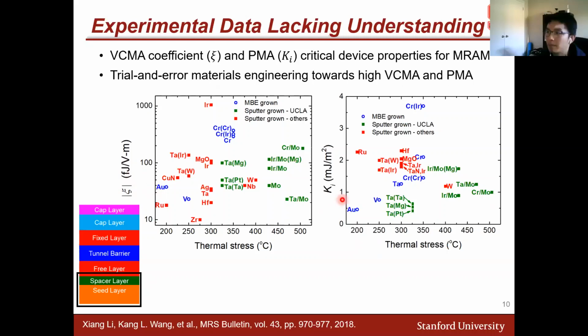So I will not go into the details. We can also plot them as a function of thermal stress. Why thermal stress is important here is because all the materials, when you anneal them, will interact with each other, and this thermal stress will enhance the properties of the MTJ.